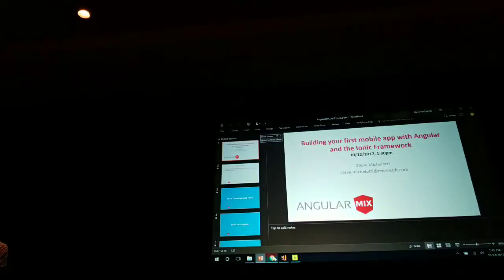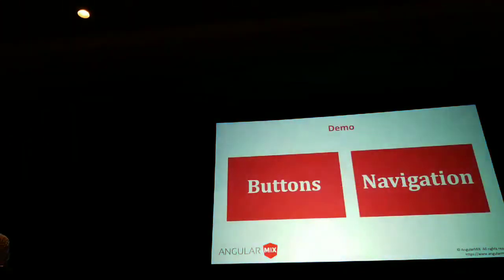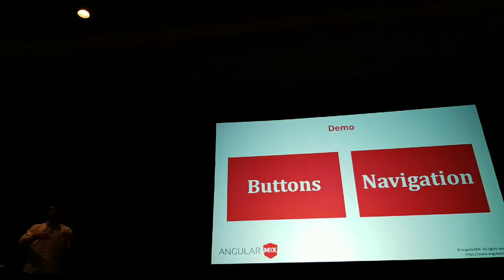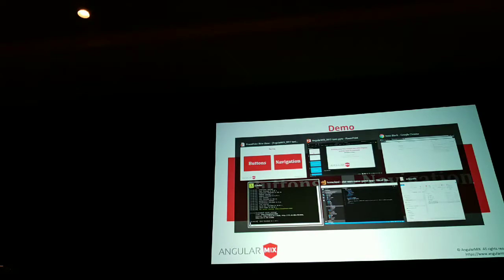Okay, so here we go. I've got my blank app with no menu, no navigation, literally only one page. So we need to start adding some functionality. So the first thing I'm going to show you is how we're going to add buttons and basic navigation to our app. And we're just going to build features as we go. So the first thing, buttons and navigation. So let me flip back over here to my editor.